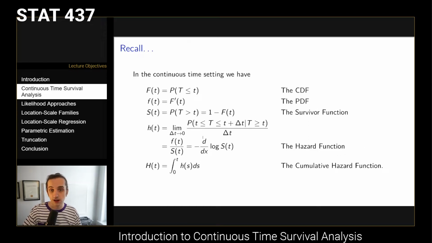We also define, for convenience, this cumulative hazard function. All it is, is the integral from 0 up to time t of our hazard function. The reason that we do this is because there's this nice relationship between the cumulative hazard and our survivor function, where the survivor function is equal to e to the power of the negative cumulative hazard. So that's just a notational convenience there.